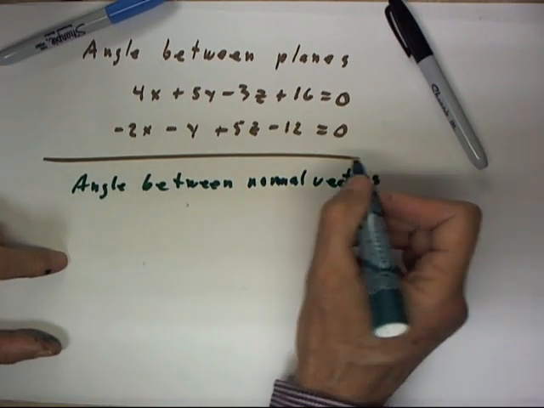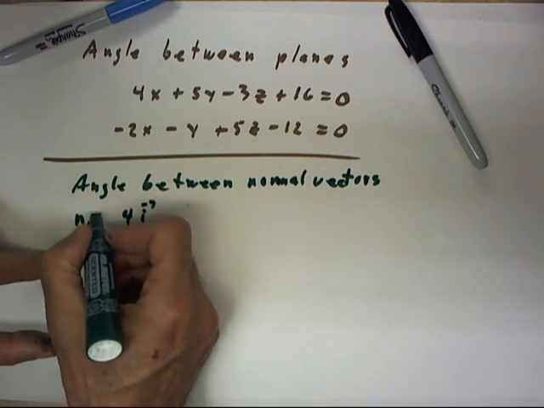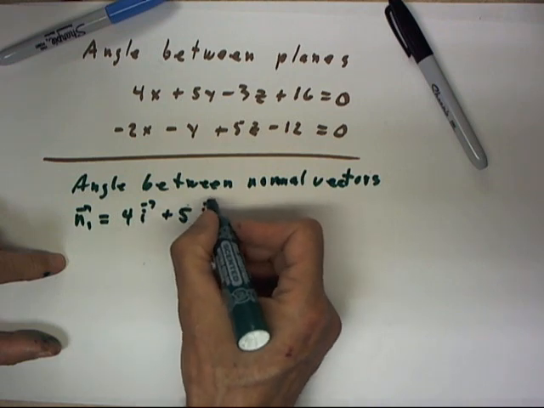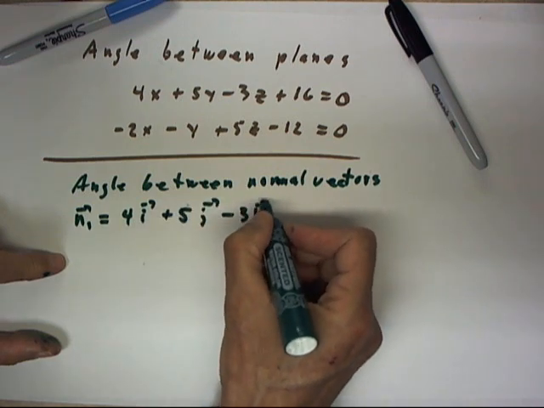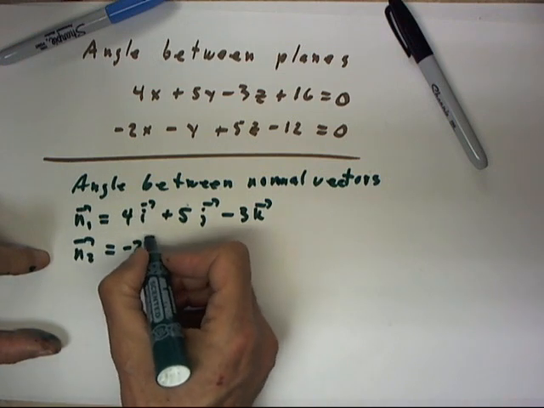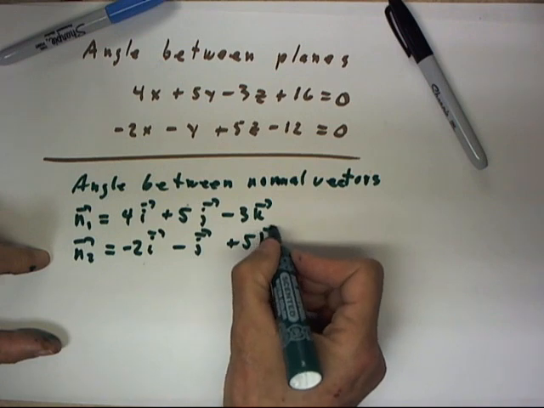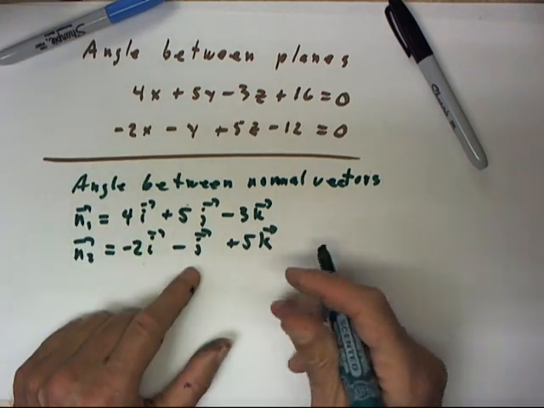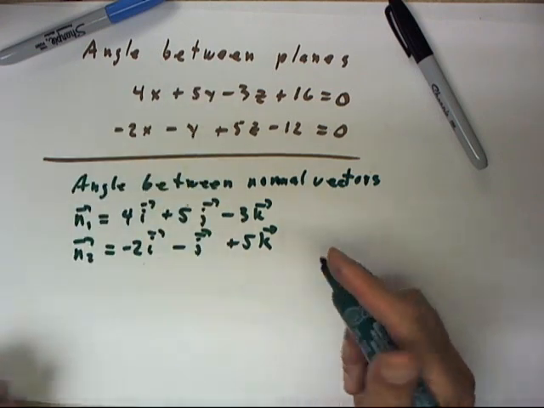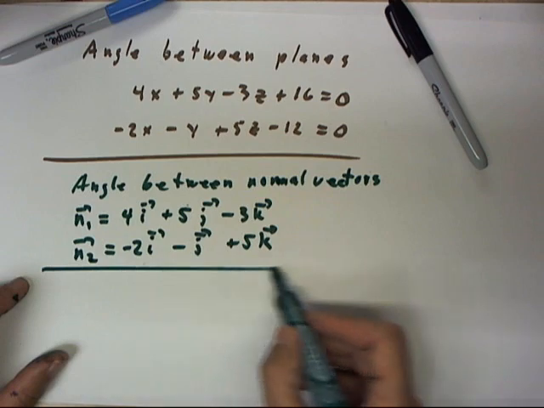There's a C in the word vectors. That's, let's say, n1 equals 4i plus 5j minus 3k, and n2, which is negative 2i minus j plus 5k. Again, you might be in the habit of just reading off the components of the normal vector, but make sure you really understand why this does give you the components.